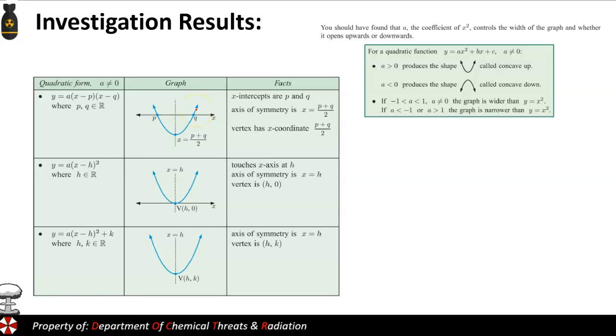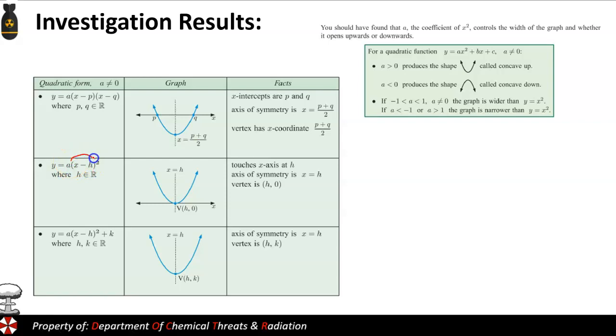That kind of makes sense, because intuitively we said it's a symmetrical function, and if we know that we've got an intercept here and an intercept here, the symmetry has to be exactly in between, so the midpoint. And so we find a midpoint by adding the coordinates and dividing it by 2. So, therefore, the vertex has p plus q on 2. So p plus q divided by 2 gives us the vertex x coordinate.